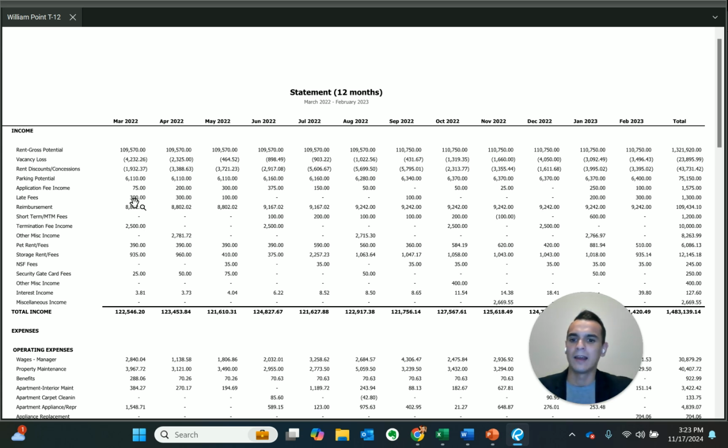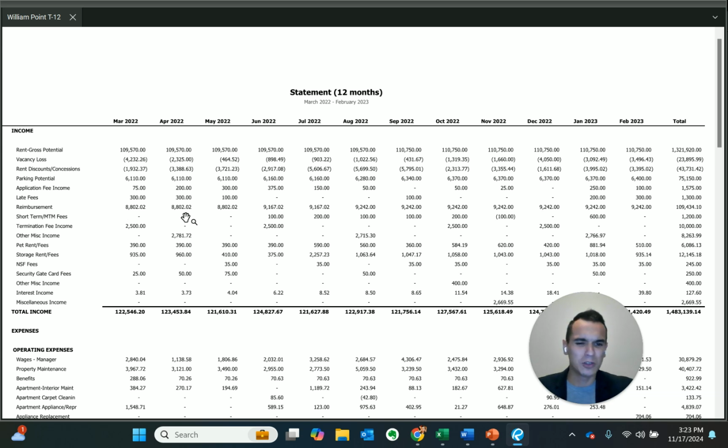Late fees. This is income, but it's not the kind of income you would necessarily want to get, because that means that tenants weren't paying on time and might be part of a bigger problem. But as you can see, late fees aren't huge over here. So that tells me that tenants are generally paying on time, or at least they have been for the past year, which is a good sign.